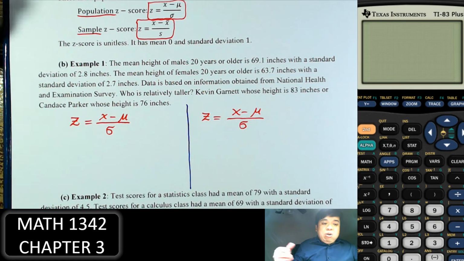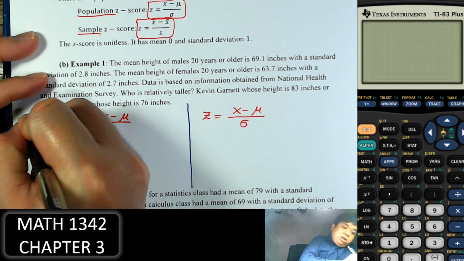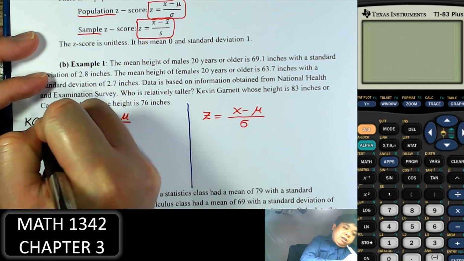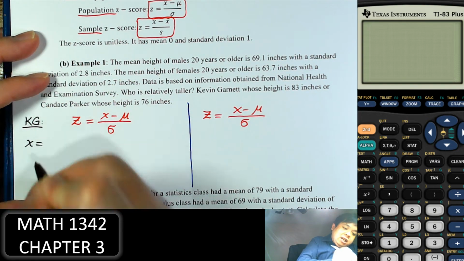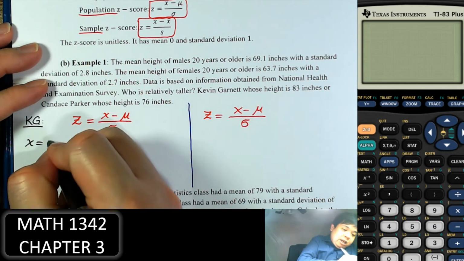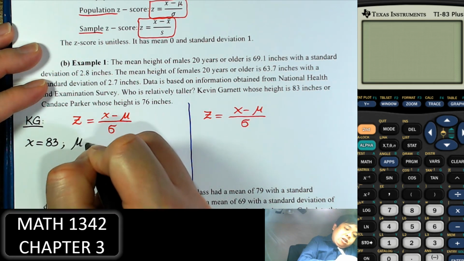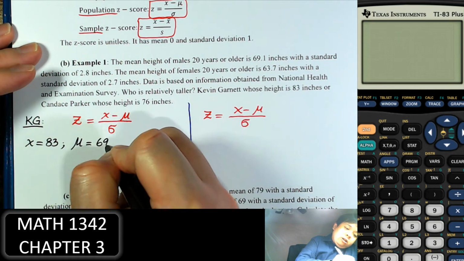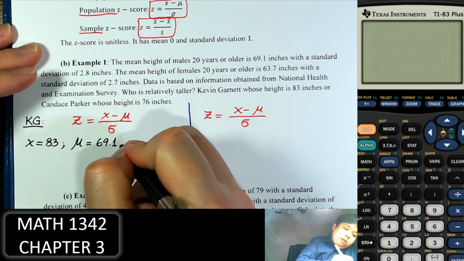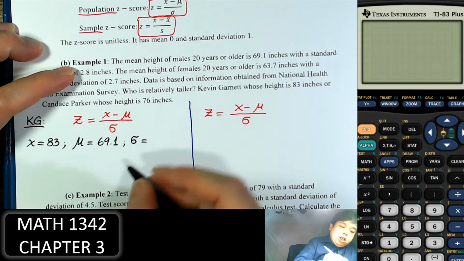Right, now it's time to write out the summary. Let's do this for KG, Kevin Garnett. X is his particular value, 83. The population mean is 69.1, and the standard deviation for the population is 2.8.